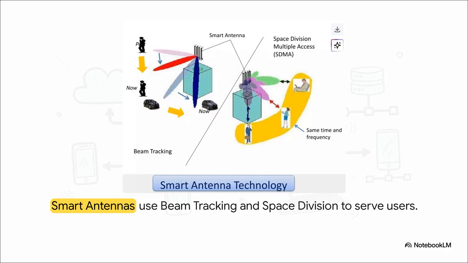And this visual just shows you how slick that technology is. On the left, you've got beam tracking. So instead of just blasting a signal out in every direction, the smart antenna focuses a beam directly at you, and it follows you as you move. Pretty cool, right? Then on the right, you see space division, which shows how it can serve multiple people on the exact same frequency at the same time without them interfering with each other.